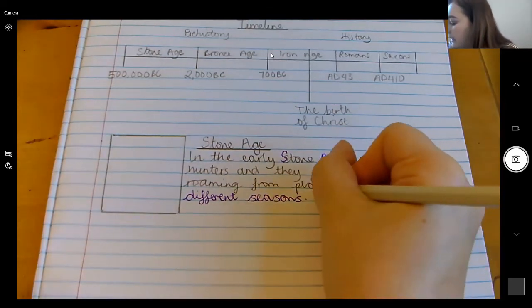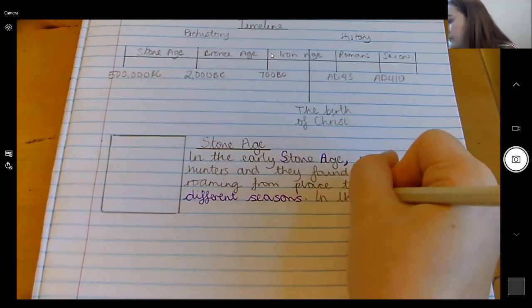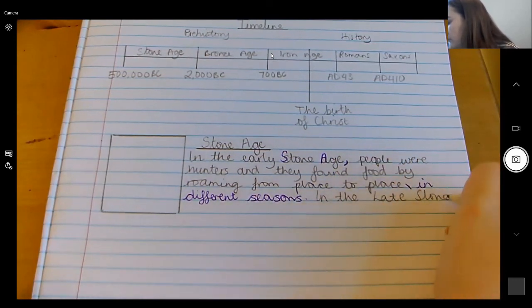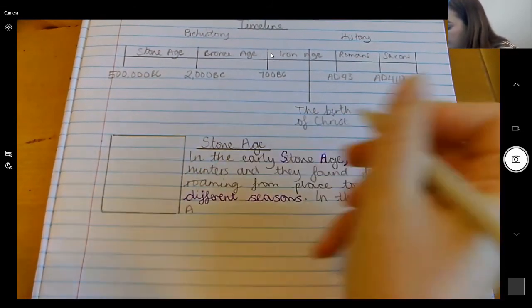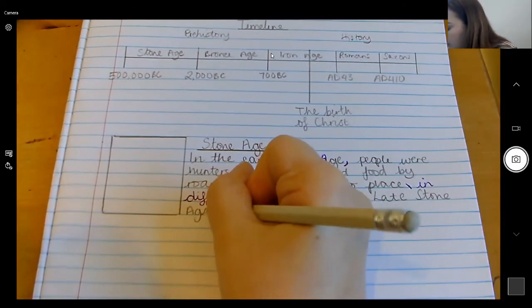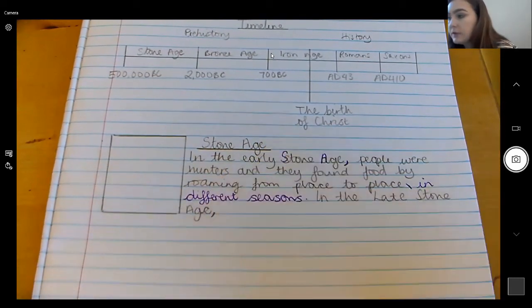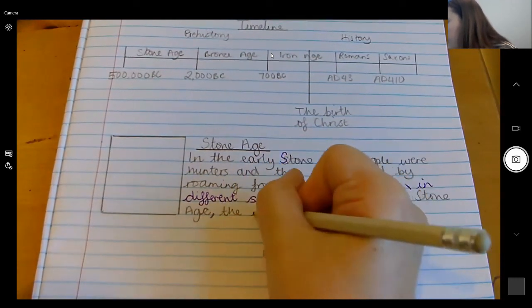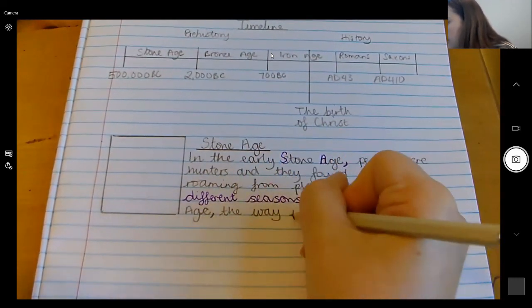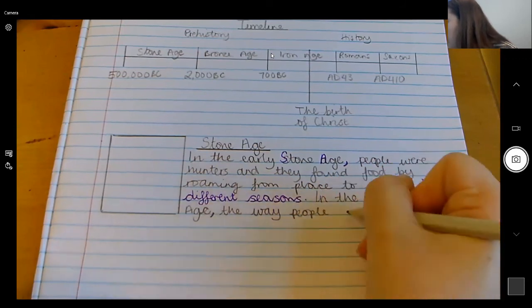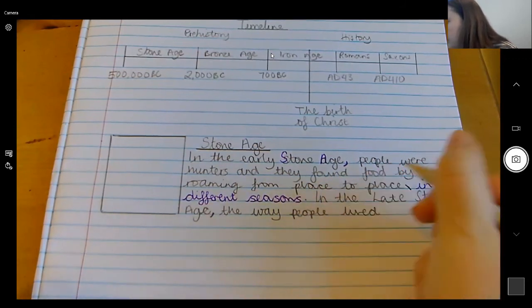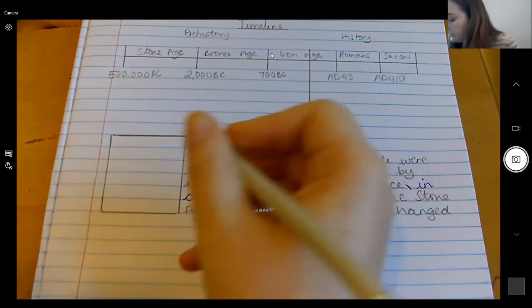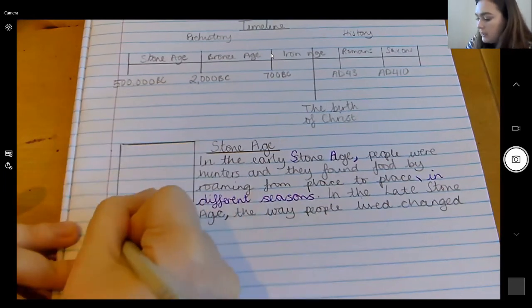Then we've got in the late Stone Age. In the late Stone Age, and remember it's a comma because it's a fronted adverbial, the way people lived changed a lot. And then I'm going to start underneath the picture here.